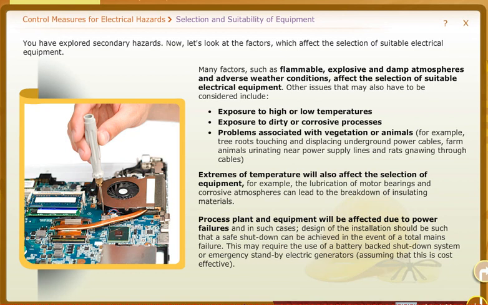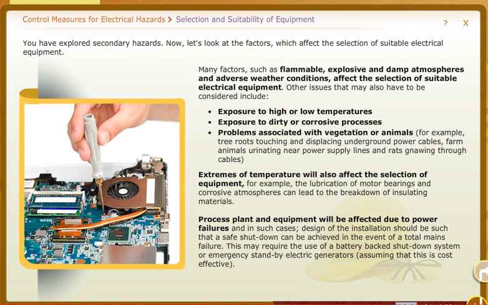exposure to high or low temperatures, exposure to dirty or corrosive processes, problems associated with vegetation or animals, for example, tree roots touching and displacing underground power cables, farm animals urinating near power supply lines, and rats gnawing through cables.